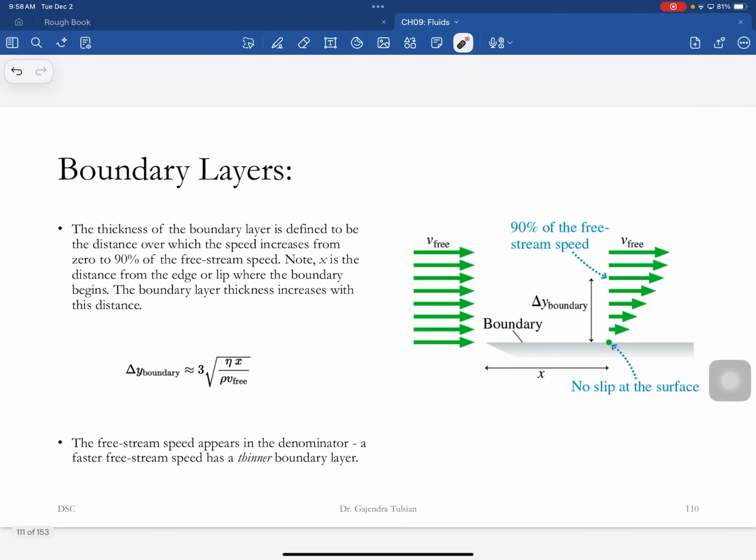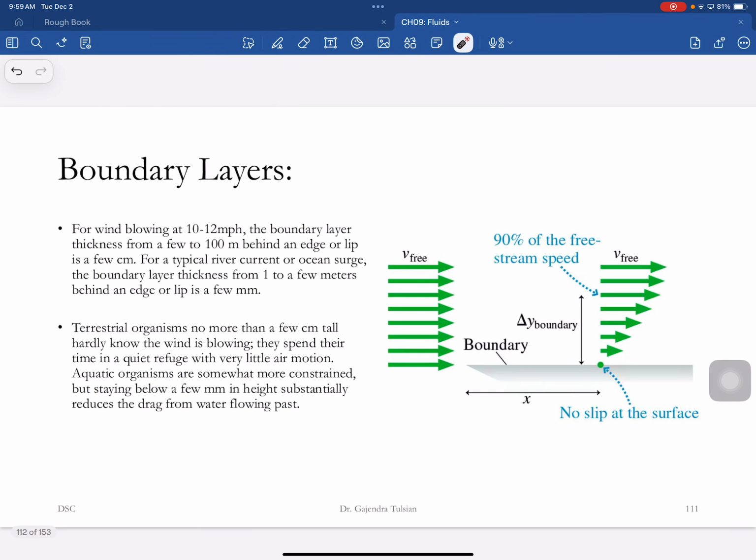The thickness of the boundary layer is given by that. There is viscosity, and that's how far behind you are from the ledge. The further you are from the ledge, the thicker the boundary layer. And this is the density of the fluid. This is the free flow speed. So the greater the free flow speed, the smaller the boundary layer. That's what that equation is telling us.